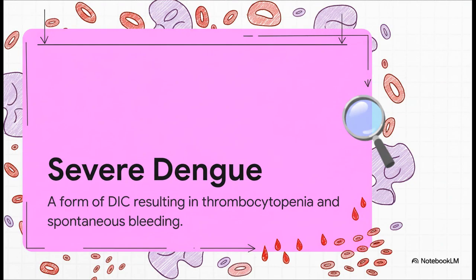So, what's happening under the hood when a patient progresses to severe dengue? Well, pathologically, it's basically a form of disseminated intravascular coagulation, or DIC. This kicks off a consumptive coagulopathy, leading to a massive drop in platelets, thrombocytopenia, and a huge risk of spontaneous severe bleeding. This is the mechanism behind that hemorrhagic fever name.